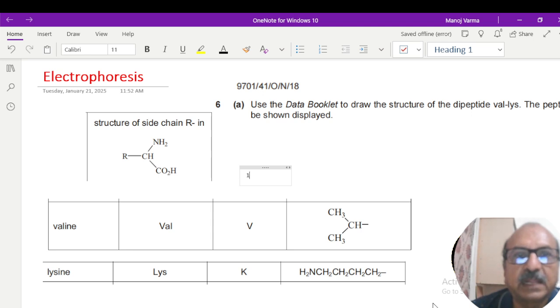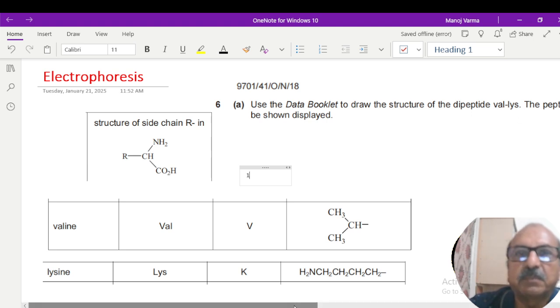So I have taken a question from the October-November 2018 paper, and the paper variant is 41 and the paper code is 97, subject code is 9701. So let's discuss this question and the answer with the explanation. The question says: use the data booklet to draw the structure of the dipeptide Val-Lys.